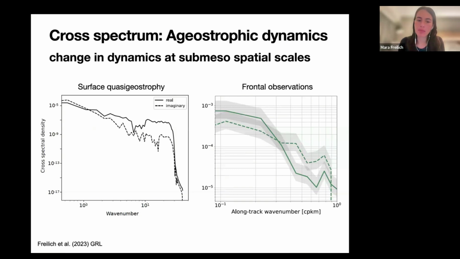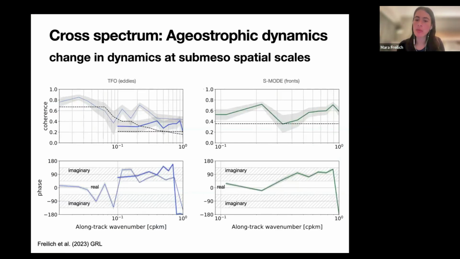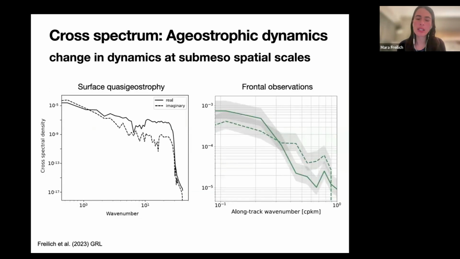And so that allows us to rule out one mechanism for the k to the -2 spectrum at the smallest spatial scales, which is internal waves. If we just had linear internal waves, then we wouldn't see this correlation between the divergent and rotational part of the flow. And then we asked, could this be attributed to surface quasi-geostrophy?